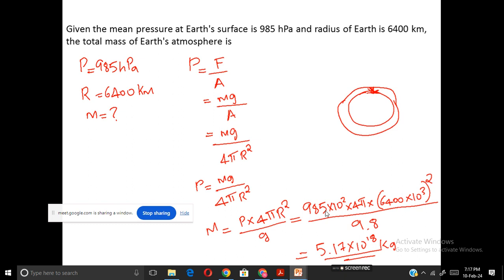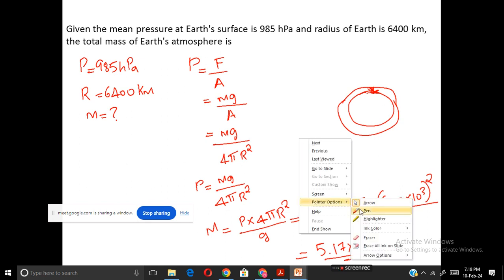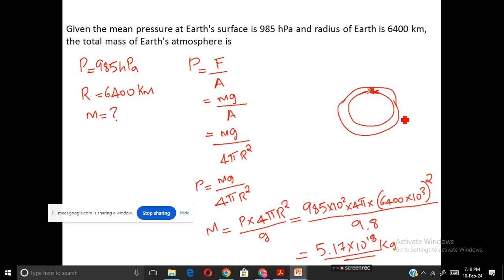Yeah. So what was the question? The question was to find the mass of the Earth's atmosphere, right? So the things that were given were the surface pressure, which was 985 hectopascal, and also the radius of the Earth. The radius of the Earth was given as 6,400 kilometers, right? So we wanted to calculate the mass of the atmosphere.